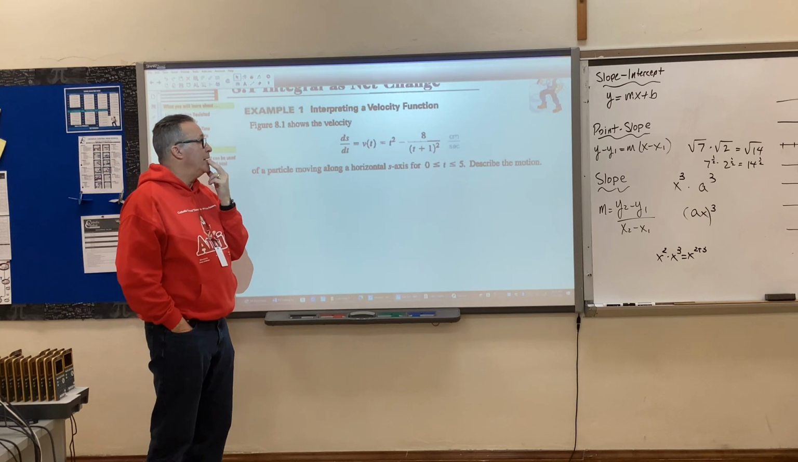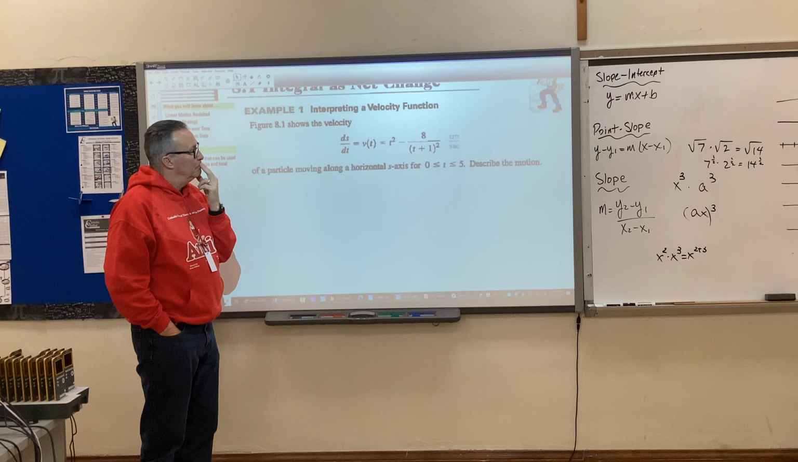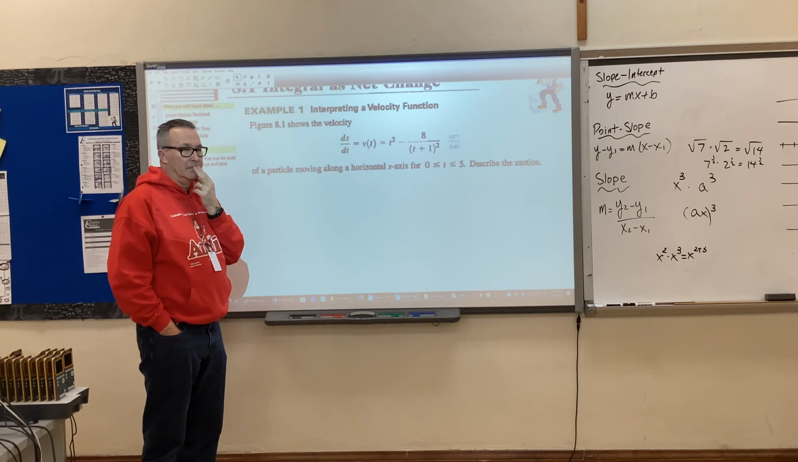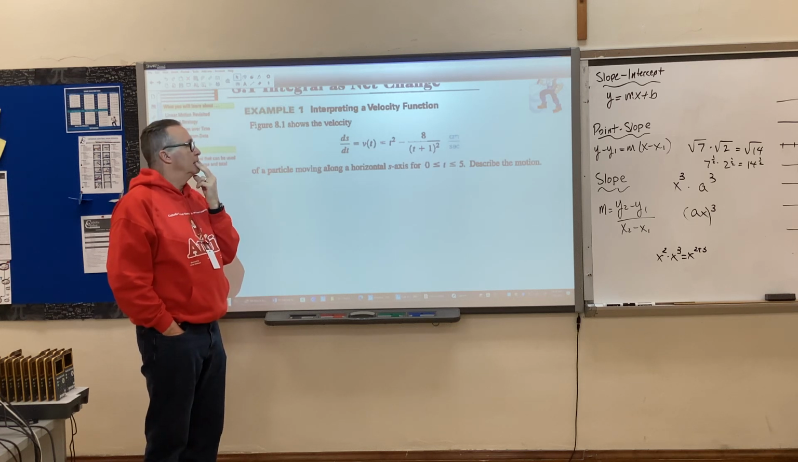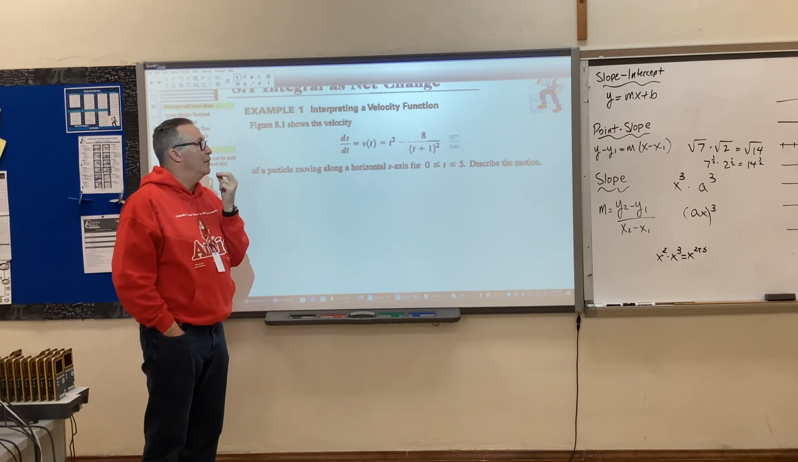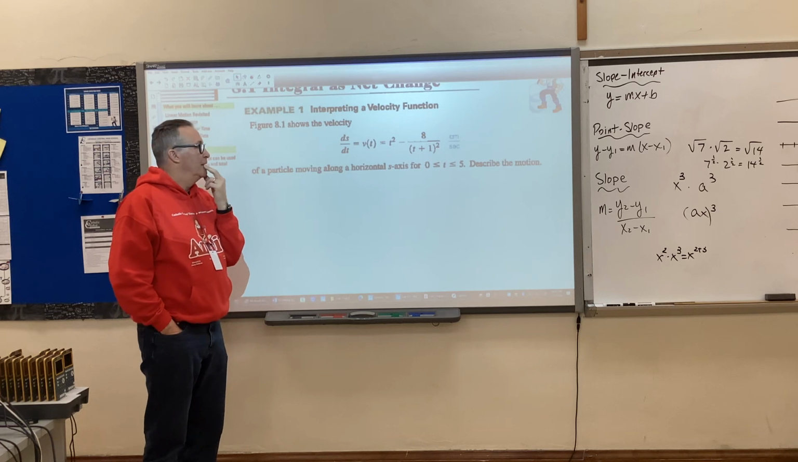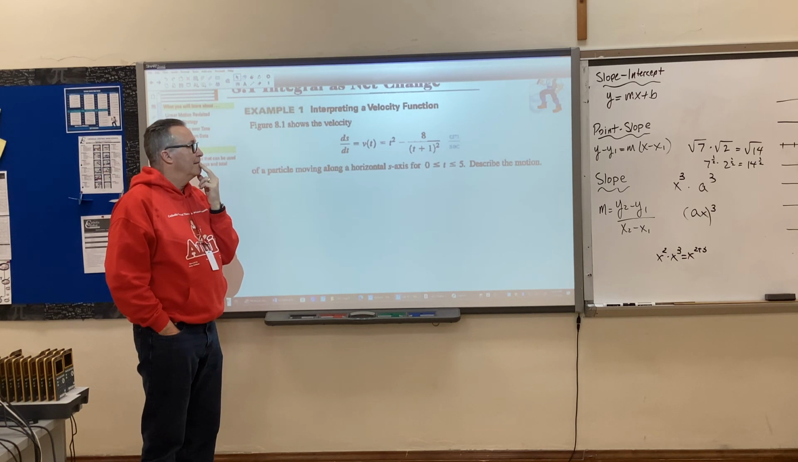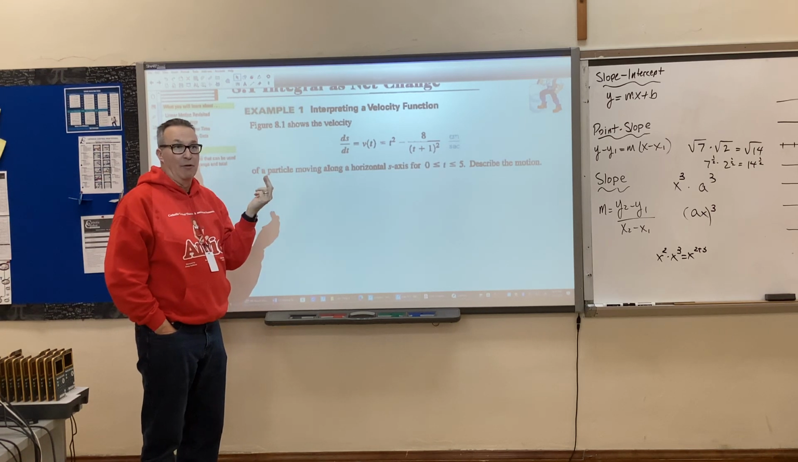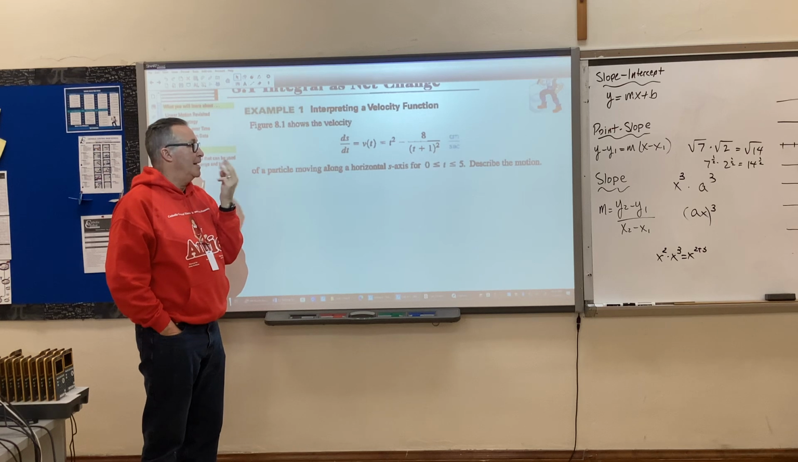And then time equals 1, what do you have? 1 minus 2. Yeah, negative 1. Good. And that means what? It's still going in the negative direction, slower though, so it's slowing down. And then time equals 3, what's that?